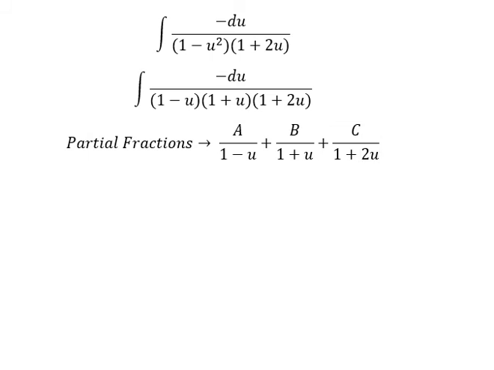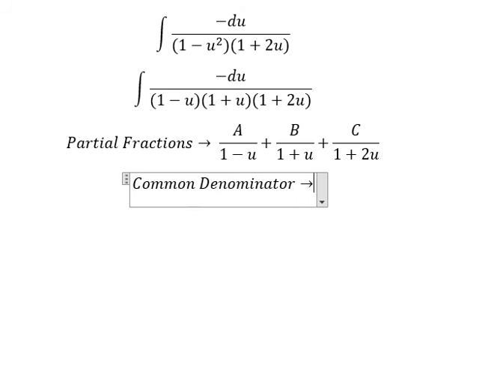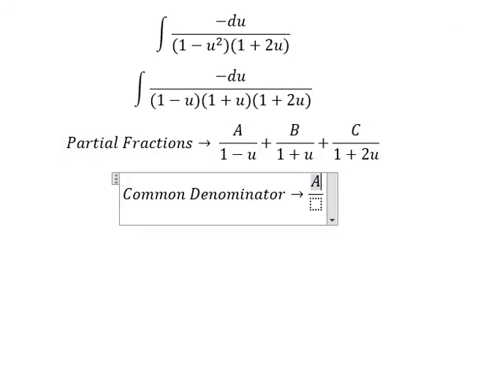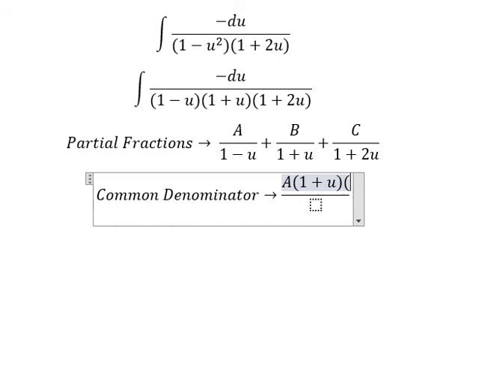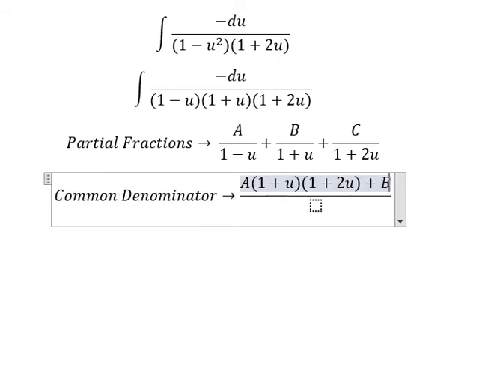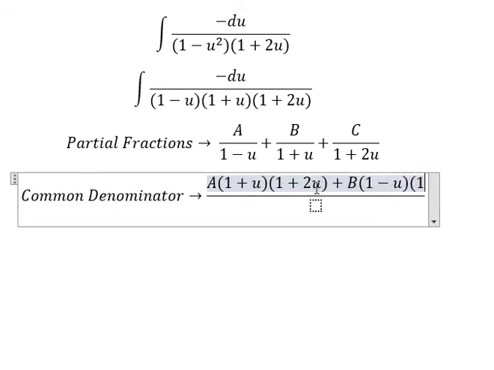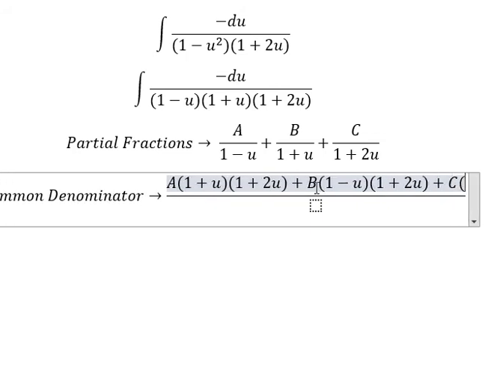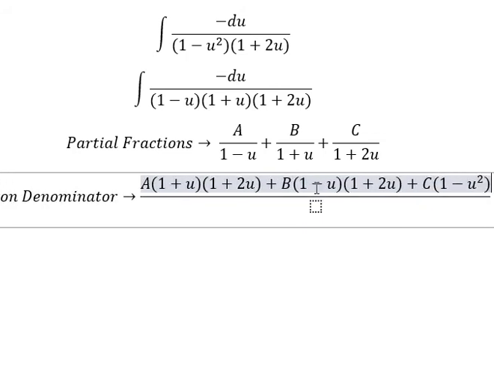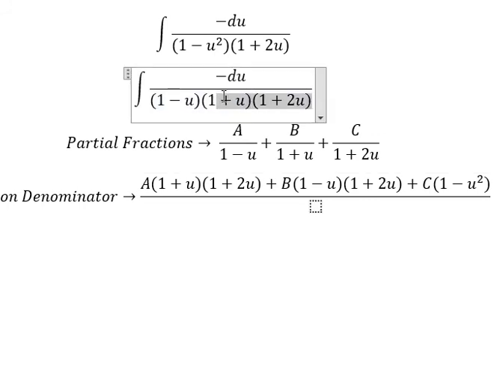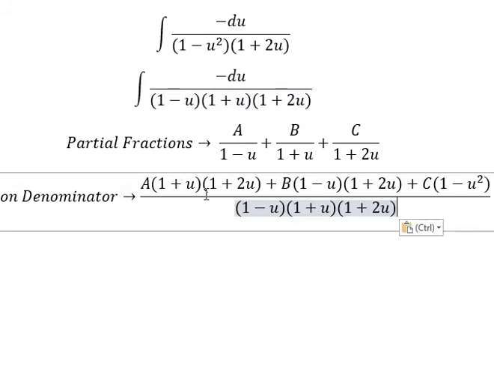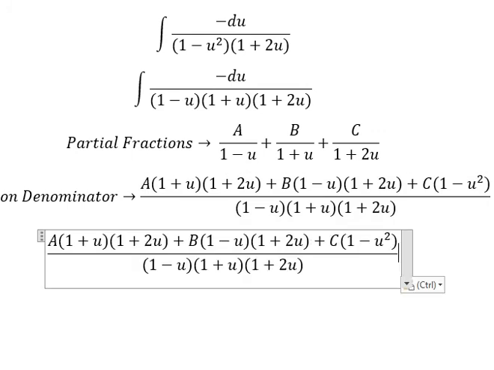And now we do common denominator. So we have A multiplied by 1 plus u, 1 plus 2u. B multiplied by 1 minus u, 1 plus 2u. C multiplied by 1 minus u squared, because 1 minus u multiplied by 1 plus u, we have 1 minus u squared in here. And now we have same denominator in here. Now we need to expand this one.